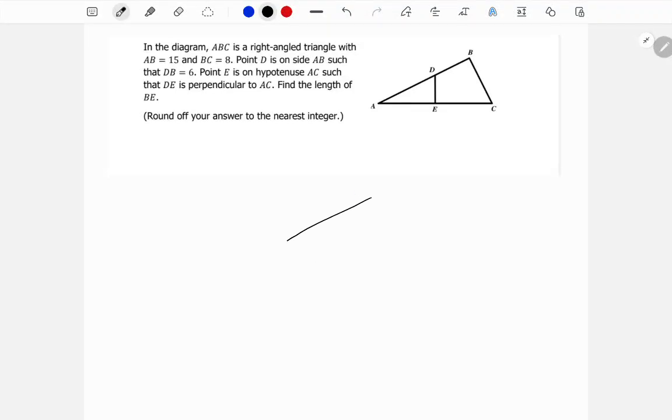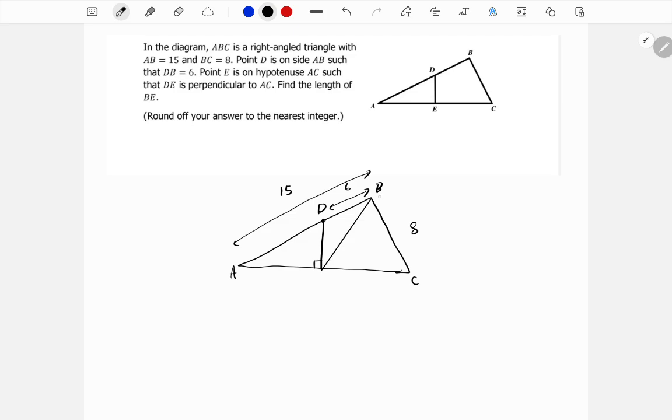Okay, so what do we have here? We have a right triangle ABC, such that BC is equal to 8 and AB is equal to 15, and we have a point D such that DB is equal to 6, and that this is a perpendicular. This is perpendicular, and so we're told to find the length of BE correct to the nearest integer.